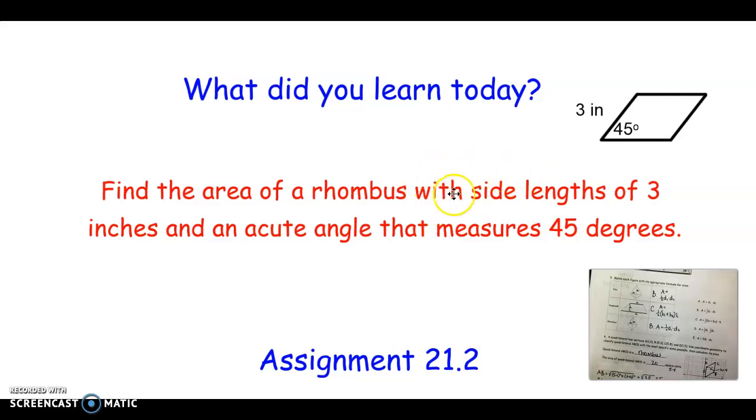The wrap-up question says, find the area of a rhombus with side lengths of 3 inches and acute angle that measures 45 degrees. So I have that kind of sketched out for us here. We obviously wouldn't want to find the diagonals because we have no way of doing so. So we would use the formula base times height. Now remember, this side length is all of these sides, right? A rhombus has all 4 congruent sides.